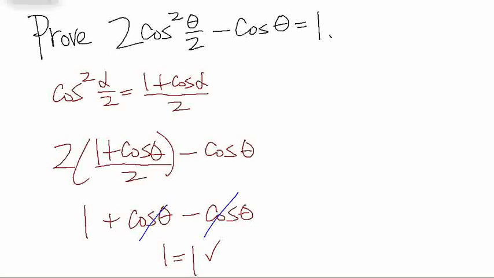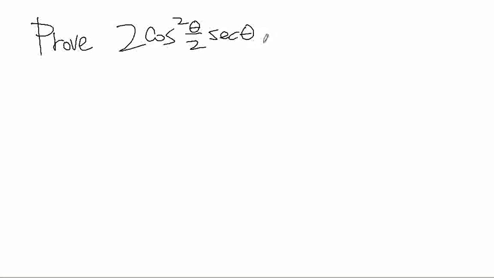Okay? What about this one? Can you prove that 2 times the cosine squared of theta over 2 times the secant of theta is equal to the secant of theta plus 1? So pause the video and try to prove that assertion. Okay, so I'll go ahead and work it out as well.